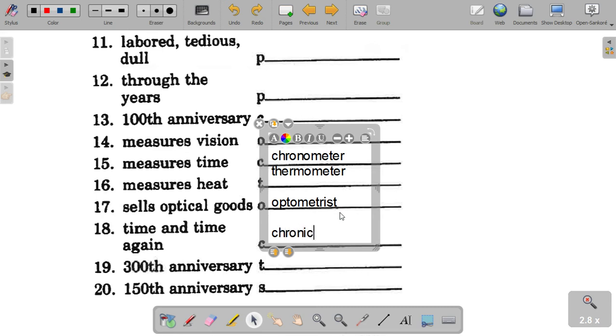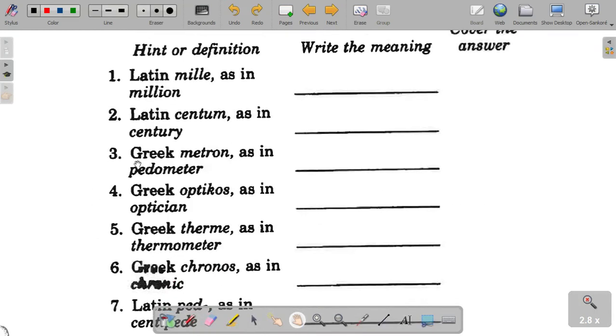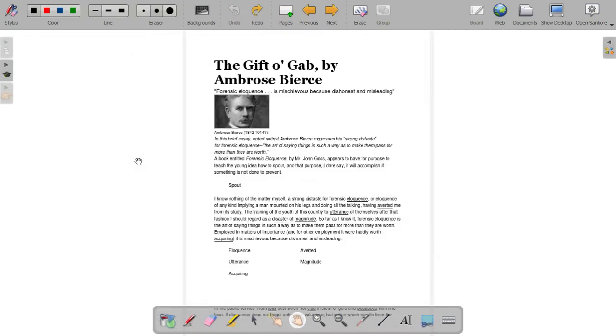Chronological. In this case, it would just be chronic, right? Okay. The 300th anniversary of something? Bicentennial. And then the 150th anniversary? No. Yeah, no. You're really close. It's sesquicentennial. Sesquicentennial, right. Good job. Very good. Okay, so I think you basically have these down.